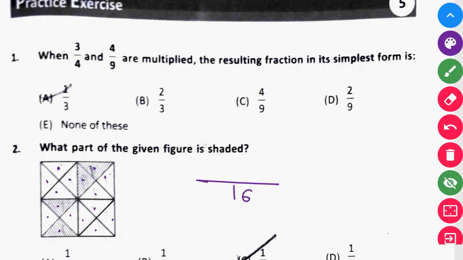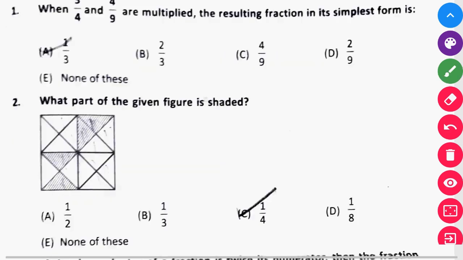The number of equal parts can be written as the denominator. Now the shaded part can be written as the numerator. So how many shaded parts are here? Now see, this is 1, this is 2, this is 3, this is 4. So 4 parts are shaded out of 16. Now 16 also comes in the table of 4, so we are going to simplify it. 4 ones are 4, 4 fours are 16. 1 upon 4 is your answer.